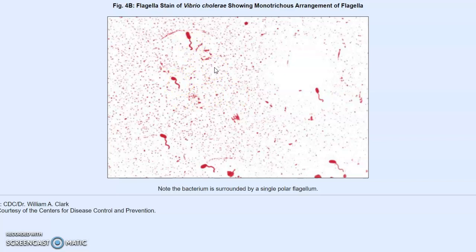Mono means one, trichous pertaining to hair, and that's the term that we use for flagella. So a monotrichous arrangement would be one single flagellum on the end of the bacterial cell. So this would be a monotrichous arrangement where we have this bacterial cell with one single flagellum flowing out from behind it.